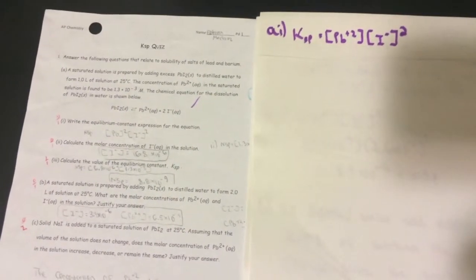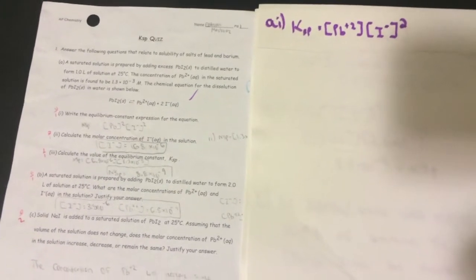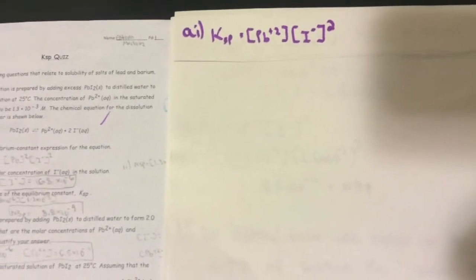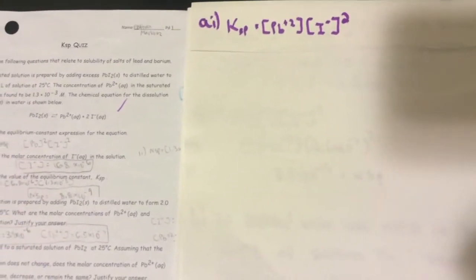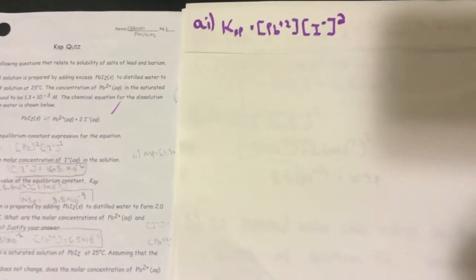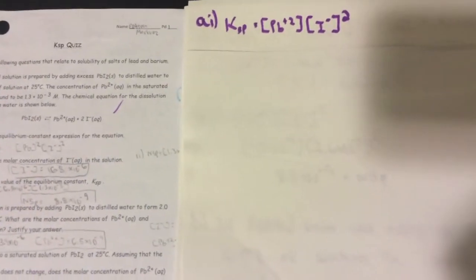So for A1, we have to write the equilibrium constant expression for the reaction, and the equilibrium constant expression is Ksp equals [Pb2+][I-]^2, and I- is squared since there's a 2 in front of the I- in the balanced equation.